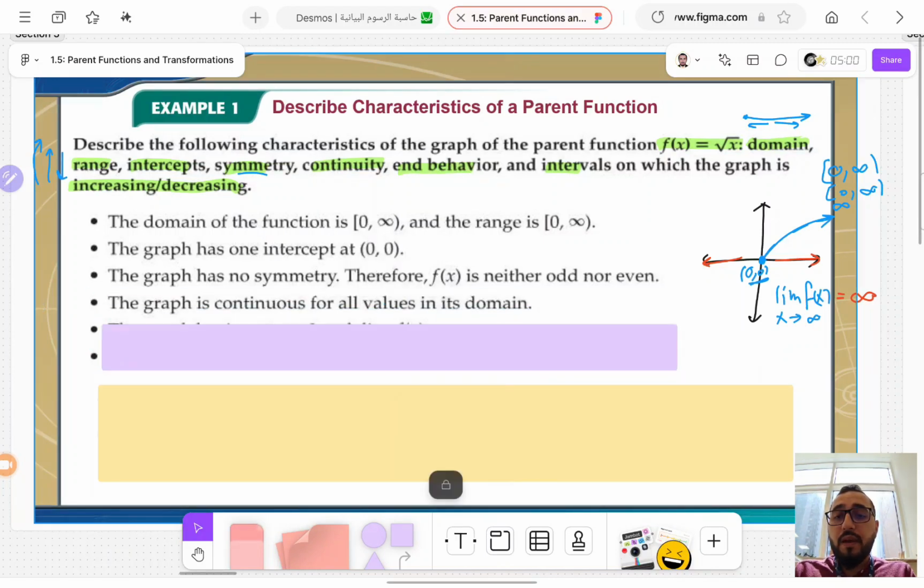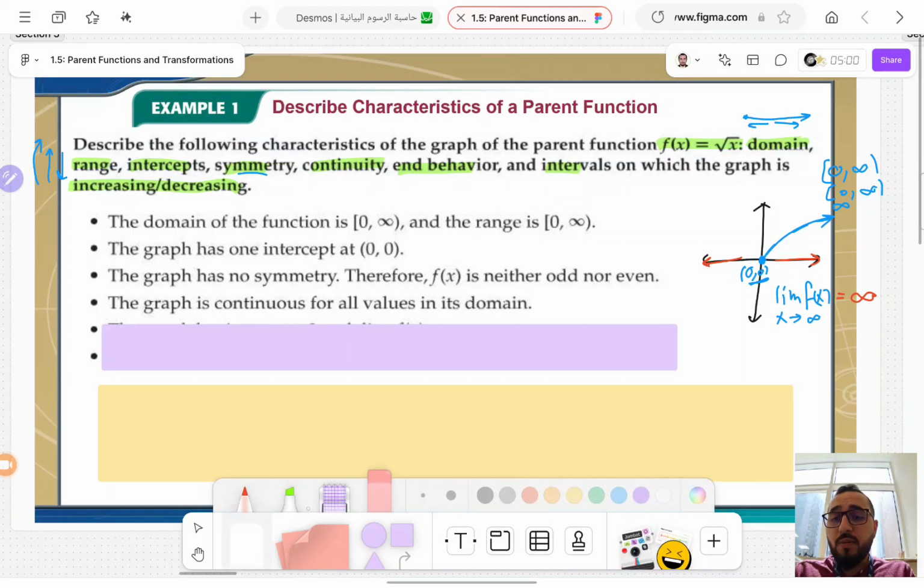Then, what's next? The continuity. You remember the types of discontinuity. We have 3 types of discontinuity: removable, jump discontinuity, and infinite discontinuity. Do I have one of these? No, I don't have any of these. So the function is continuous from the beginning to the end. So the graph is continuous for all values in its domain.